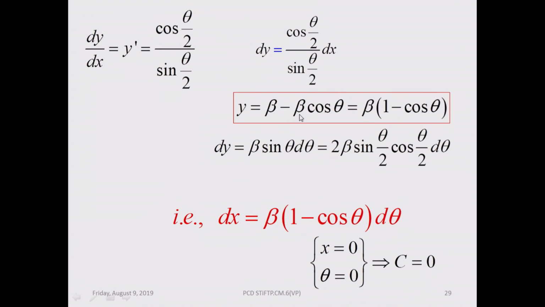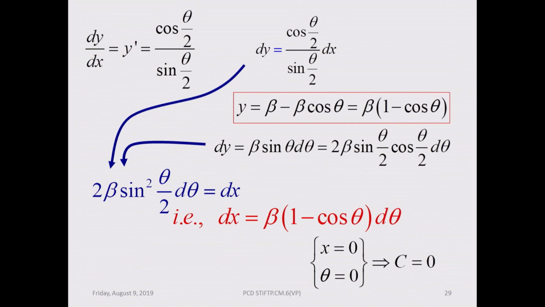And y itself is given by beta minus beta cos theta. So that tells you what dy is. A differential increment in that quantity will appear as a differential increment in theta, right?